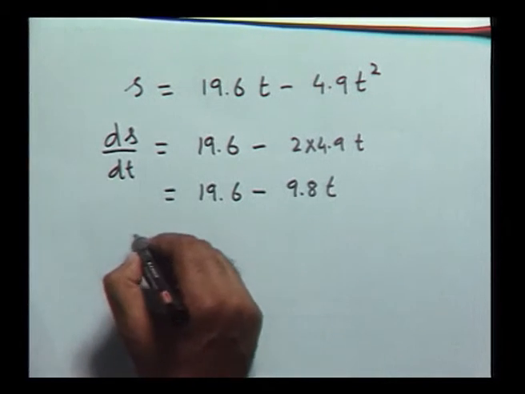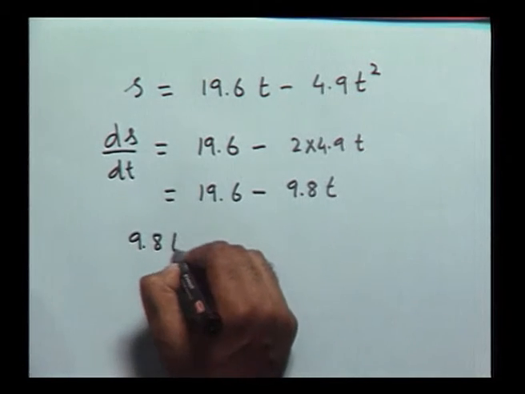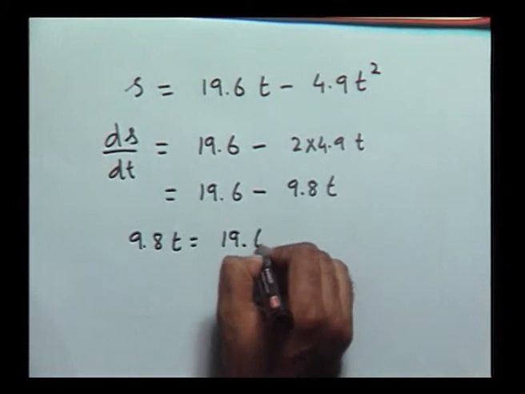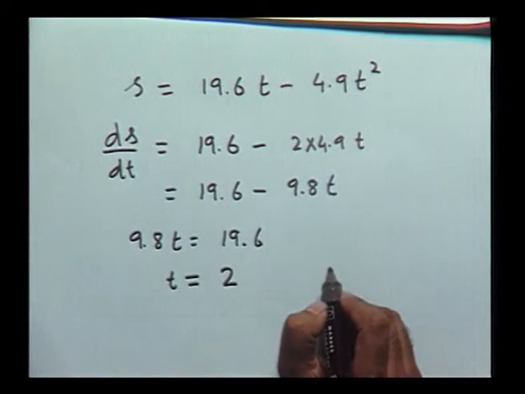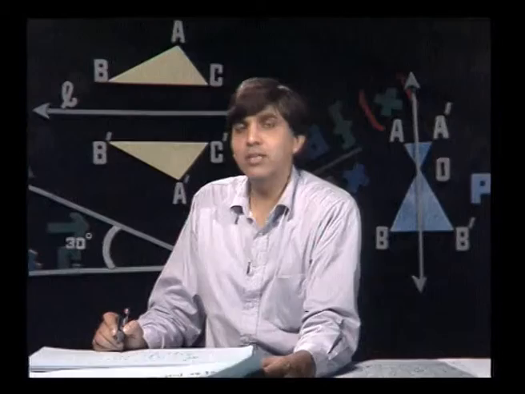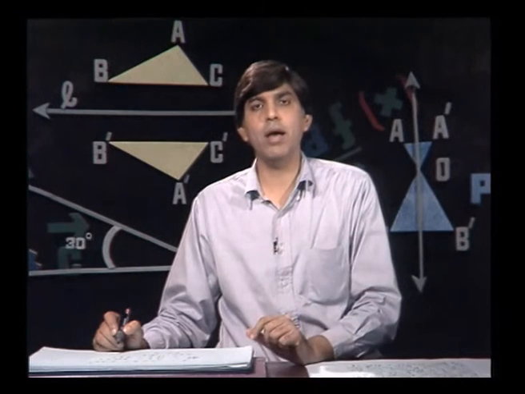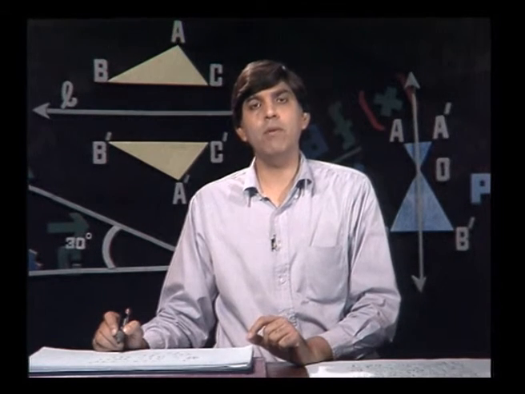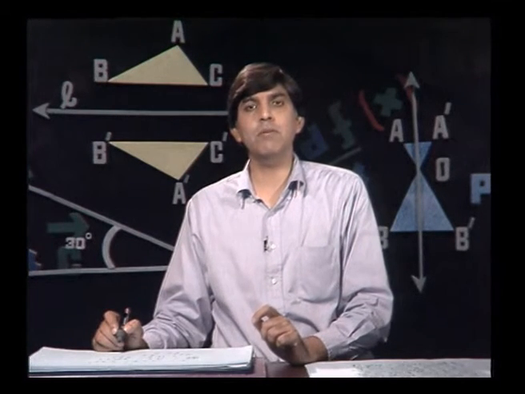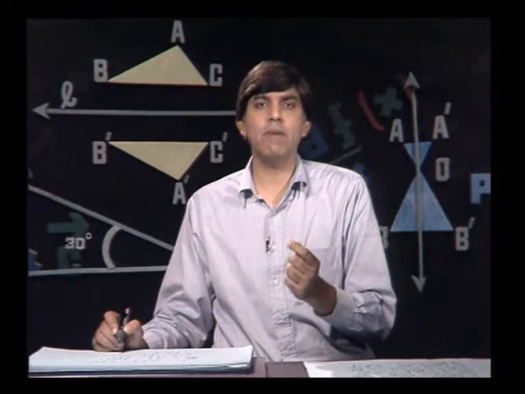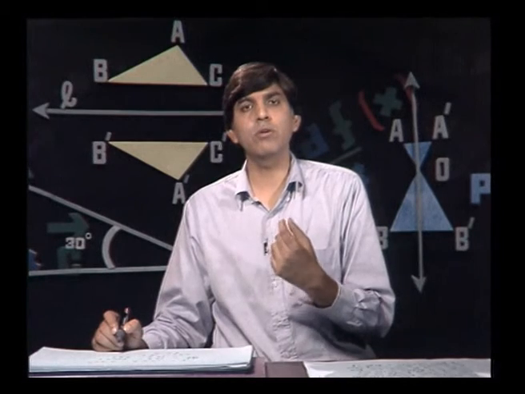And therefore, when is ds by dt equal to 0? When 9.8 t is equal to 19.6. In other words, when t is equal to 2. So, at the instant of time t equal to 2, the first stone is at maximum height. Our problem was to find the height of the second stone when the first stone had reached maximum height. So, the height of the second stone is to be found at t equal to 2.